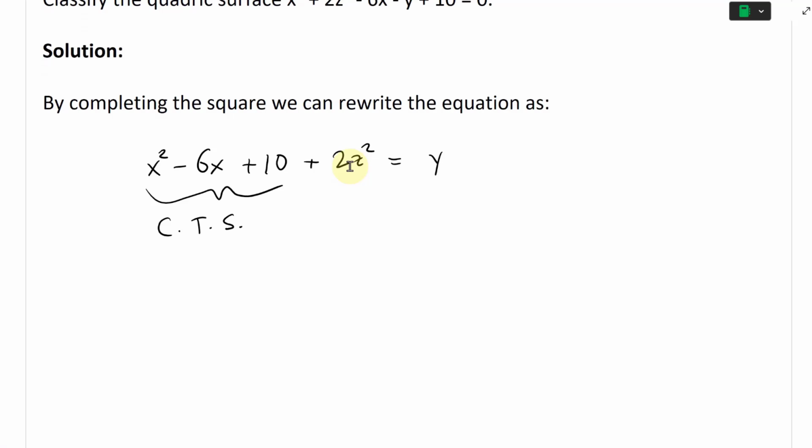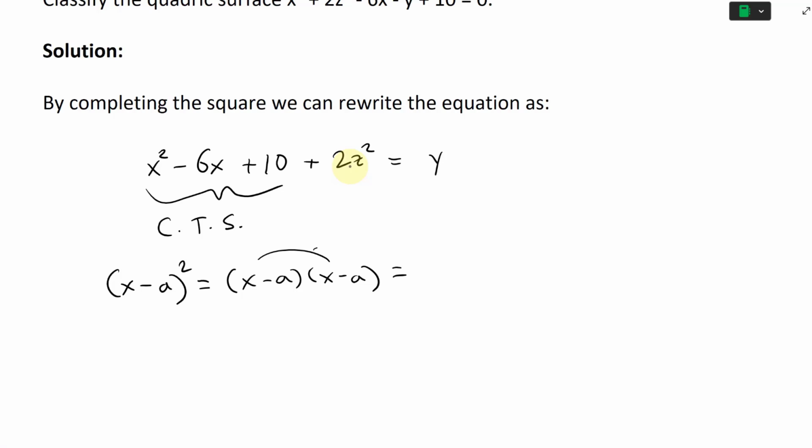And recall my earlier explanation of how to do that. This just means we want to get it in the form of x minus a squared, and if you expand this out, you're going to get x minus a times x minus a. So x times x, we're going to have x squared. Then x times negative a, and then negative a times x, so it's going to be minus 2ax, and then we'll have negative a times negative a. Negatives become positive, so plus a squared, like that.